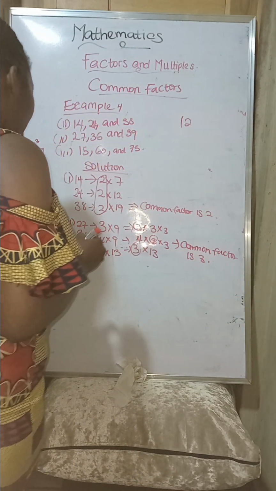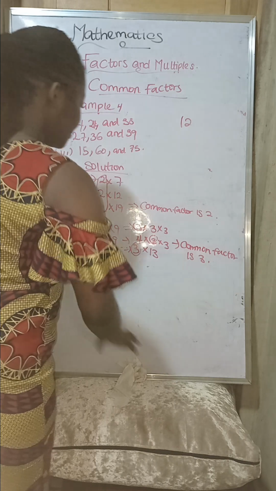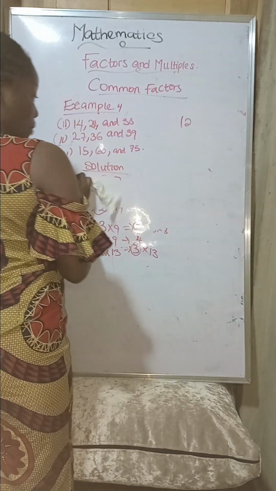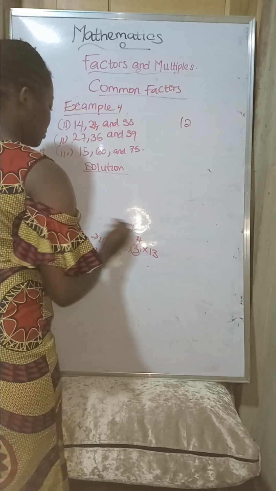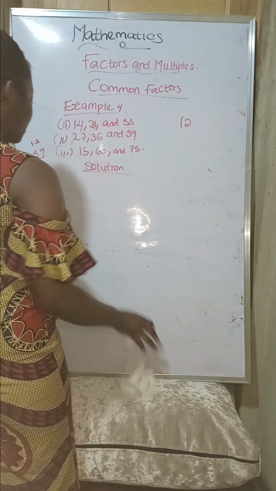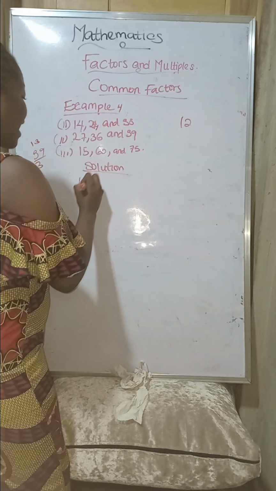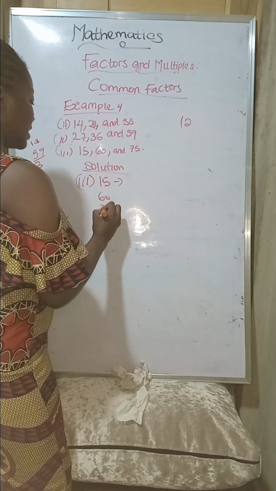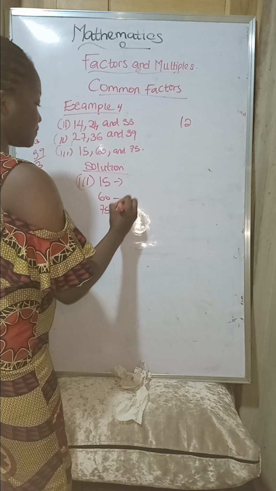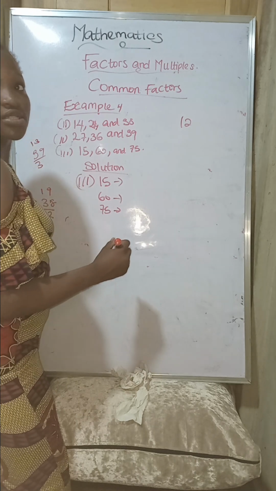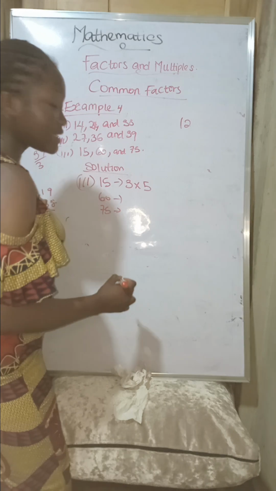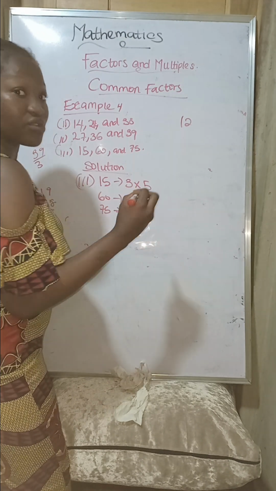I hope you understand that. Now let's go to the next one. This next one has big numbers. We have 50, 60, and 75. 15 is 3 times 5. 60 is, you know, 3 times 20, right?